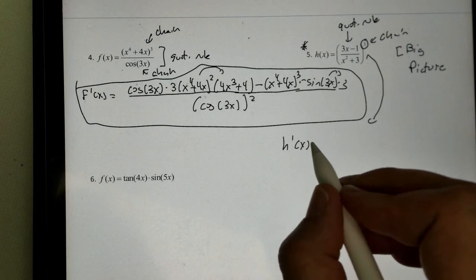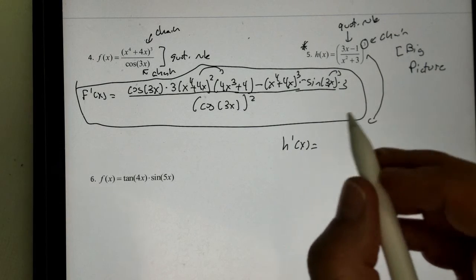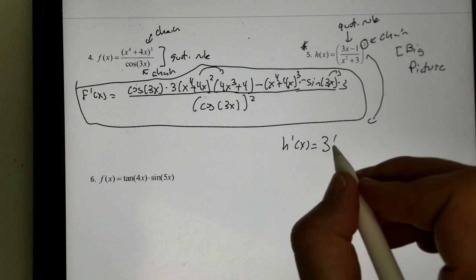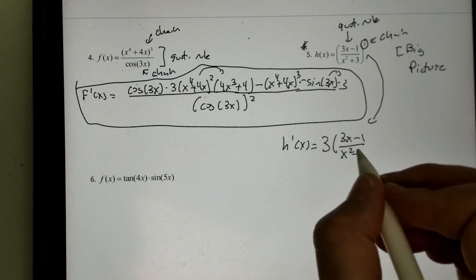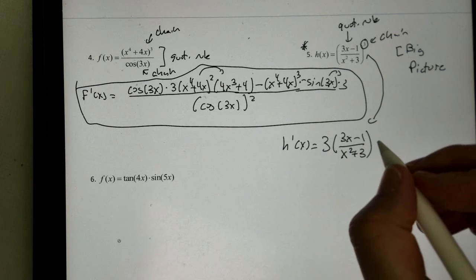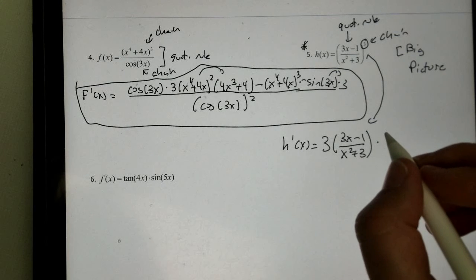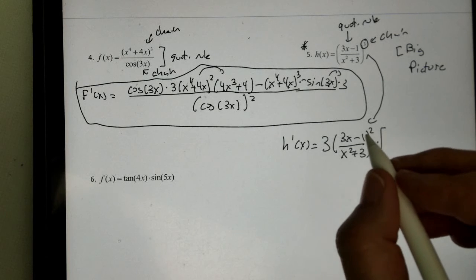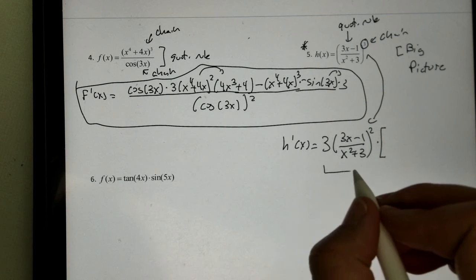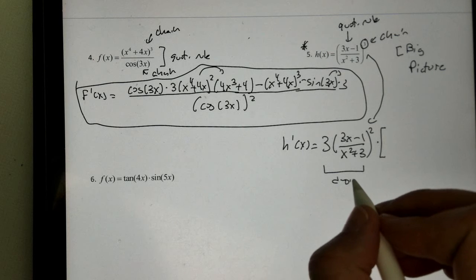H prime of x equals, the chain rule says take the derivative of the outside, 3 times 3x minus 1 over x squared plus 3, squared. And now we're going to do the derivative of the inside. Well, the inside, so remember this, sorry, I forgot my square there. Need my square, it was a 3, need my square. There's the derivative of the outside.